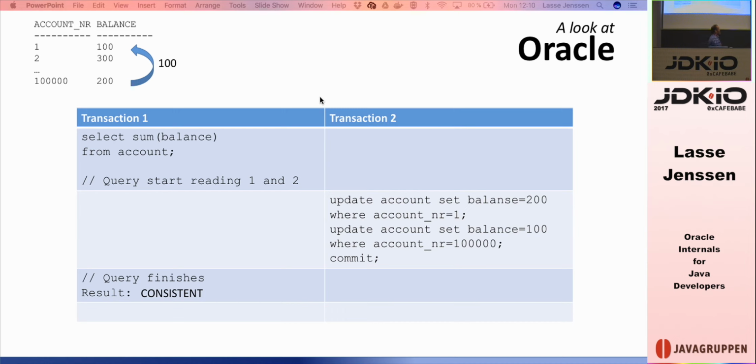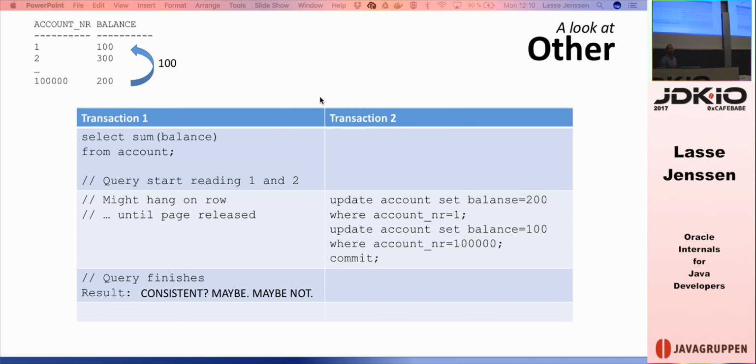So, what if I do this? I do a sum of balance. Now I have added a lot of rows. Now I have 100,000 rows, and the last row's amount is 200. So I started to do a sum. I want to see all of the money that's in my database. And after I've been reading maybe 1, 2, 3 rows, somebody updates. It moves some money from the last account to the first account and commits. When the query is finished, it will be consistent. What about other databases?